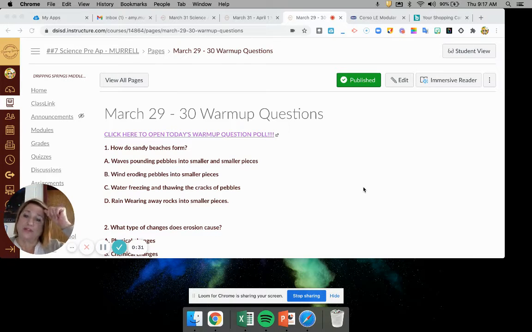Well, beaches form because of weathering, erosion, and deposition. So you could make a case for all of these answer choices, but I think the question means in general, how do sandy beaches form? And they form by the repetitive action of waves upon rocks and pebbles on the beach, weathering them into smaller and smaller pieces. And that's where the sand comes from. So the answer was A.